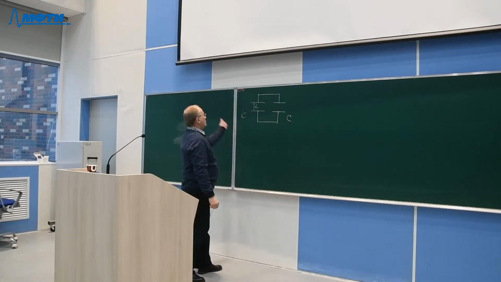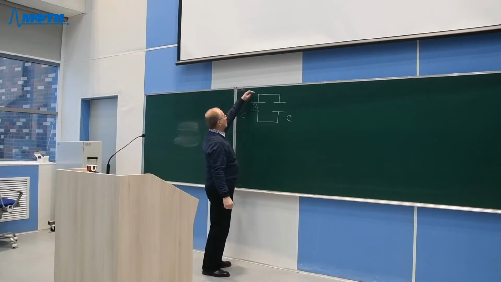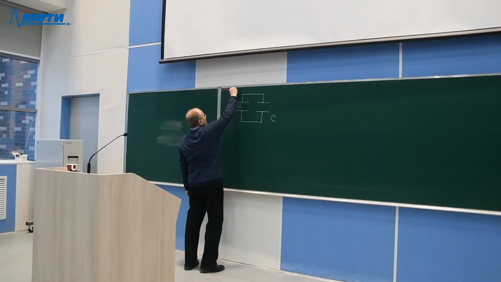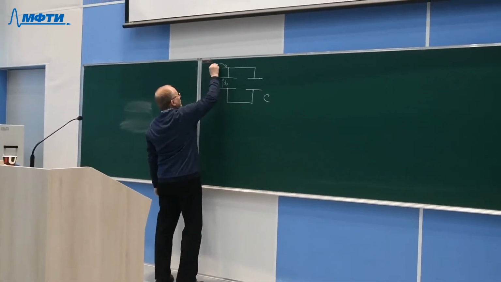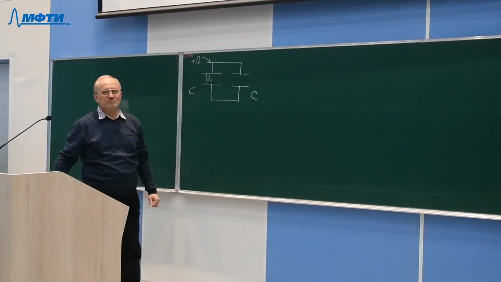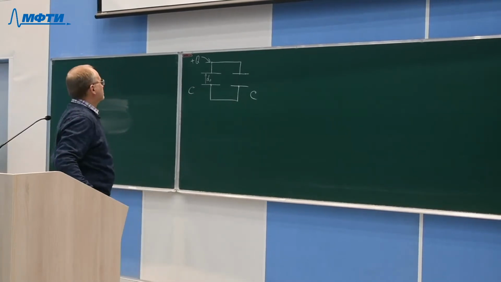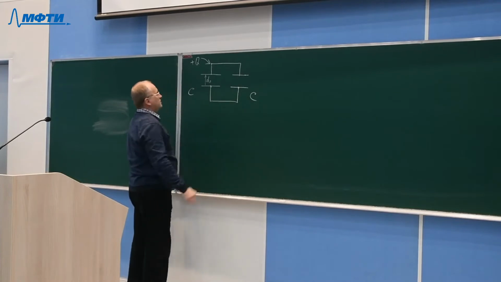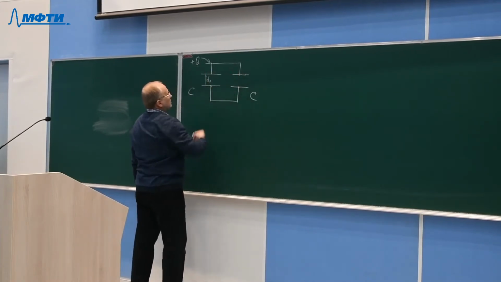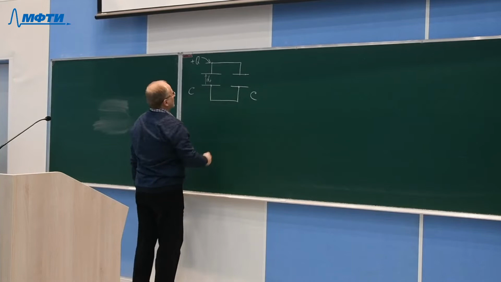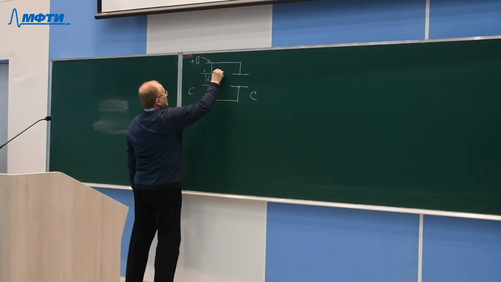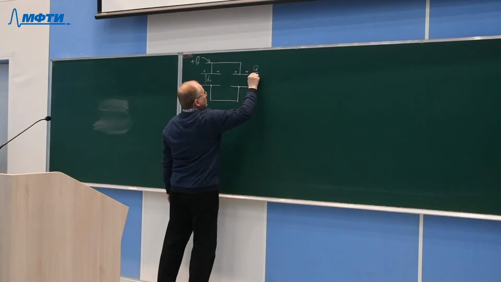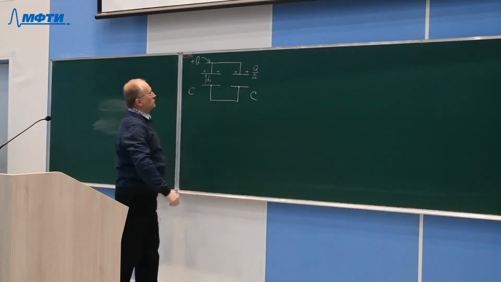In this problem, some positive charge is put on this upper plate, so we put here a positive charge plus Q. As the capacitors are identical, this charge will divide into two equal parts. So the upper plate here and the upper plate here will carry identical charges plus Q over 2.